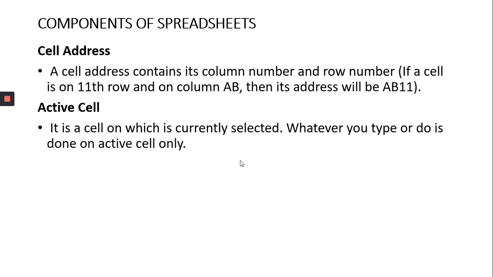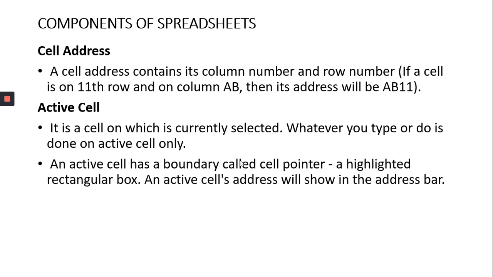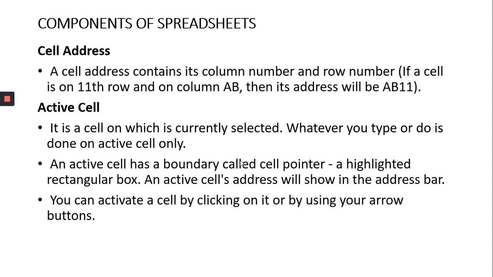It's a cell on which the cell pointer is currently selected. Okay, it's a cell that is currently selected. Whatever you type or do is done on the active cell only. An active cell has a boundary called the cell pointer, a highlighted rectangular box. You saw the green rectangle around the cell, that is the one. An active cell's address will show in the address bar, that name box that you saw. You can activate a cell by clicking on it or by using your arrow buttons.